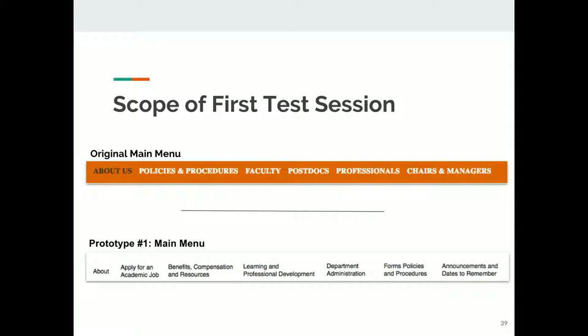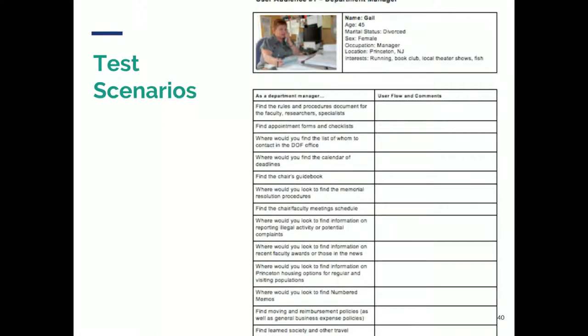So again, the scope of the first test session. We went through our information architecture exercise to come up with a new information architecture structure, and we landed on this prototype for our main menu to test. This is an example of the test scenarios, and I actually have a better picture that I can show you after this, where we listed the test questions that we were asking the users to walk through. And then this was a space where we just left to write our observations down.